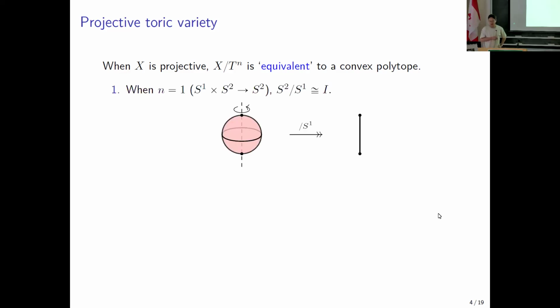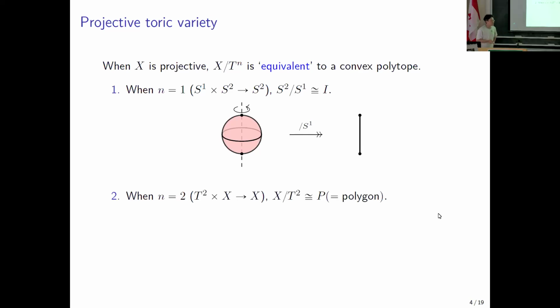So for instance, when n is equal to 1, we can think of the rotation of the sphere, and the orbit space gives you the interval, a one-dimensional polytope. And this one-dimensional polytope is not just a combinatorial object, but also it has some face structure. So for instance, the two end vertices represent fixed points, and a point in the interior of this edge is going to be just a free orbit. That kind of information, that's something we can understand from the orbit space. But this is too simple an example.